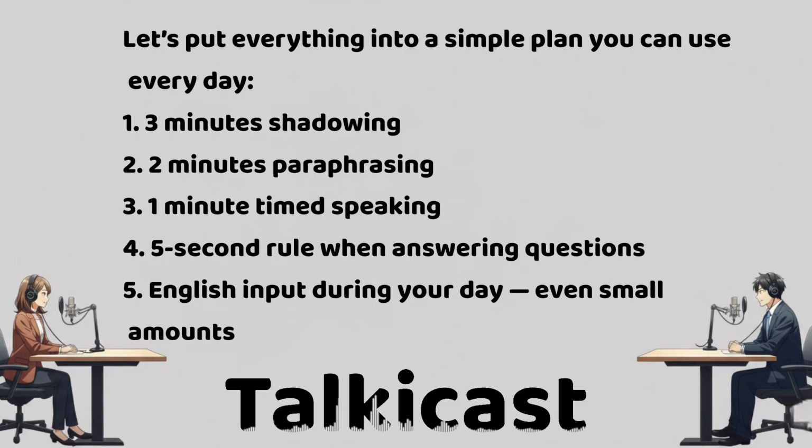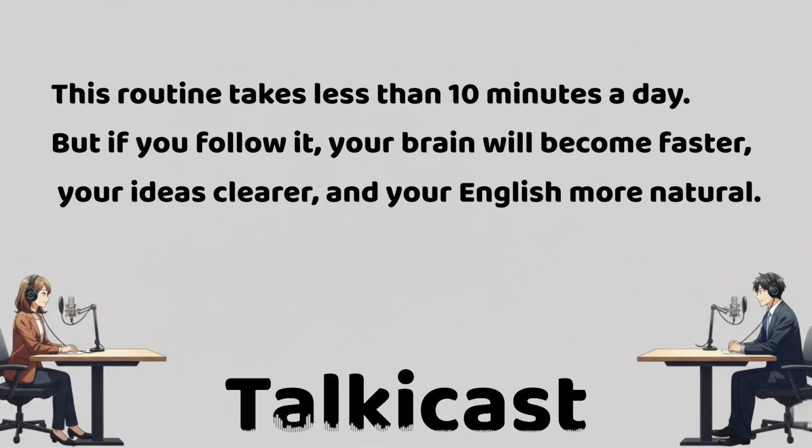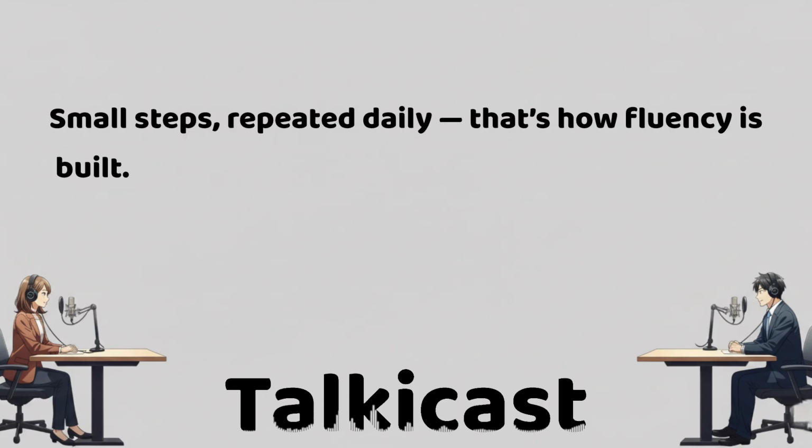Let's put everything into a simple plan you can use every day. 1. 3 minutes shadowing. 2. 2 minutes paraphrasing. 3. 1 minute timed speaking. 4. 5-second rule when answering questions. 5. English input during your day, even small amounts. This routine takes less than 10 minutes a day. But if you follow it, your brain will become faster, your ideas clearer, and your English more natural. Small steps, repeated daily. That's how fluency is built.